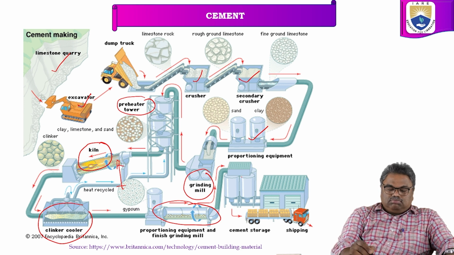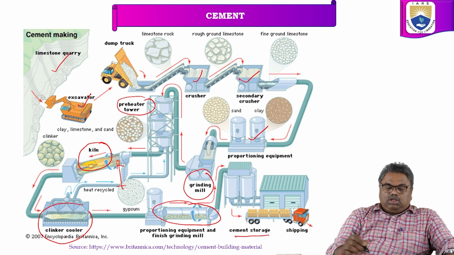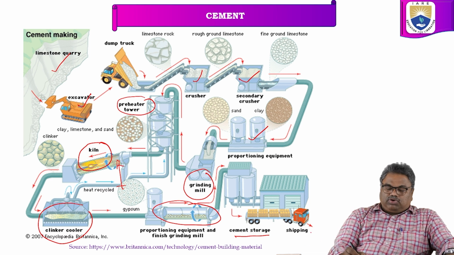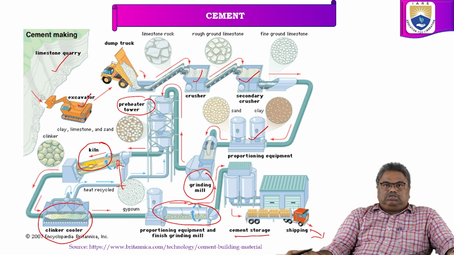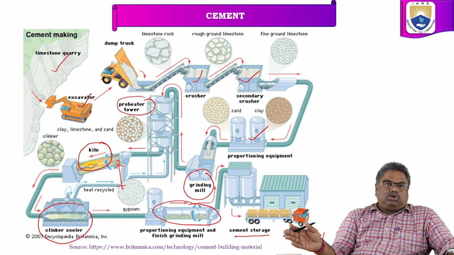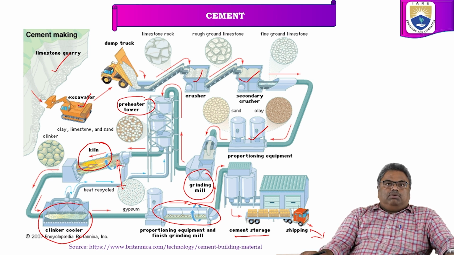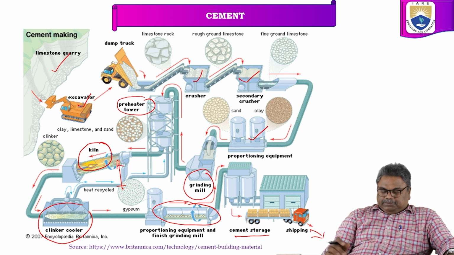From here it goes to the cement storage silo. You can see the cement storage here. From the cement storage, it will go to shipping, where transportation will occur. We can transport the cement from the plant to the required site. So this is the entire cement making plant.